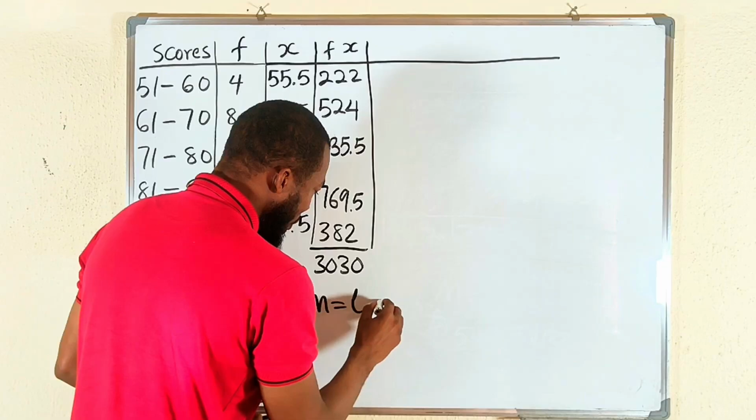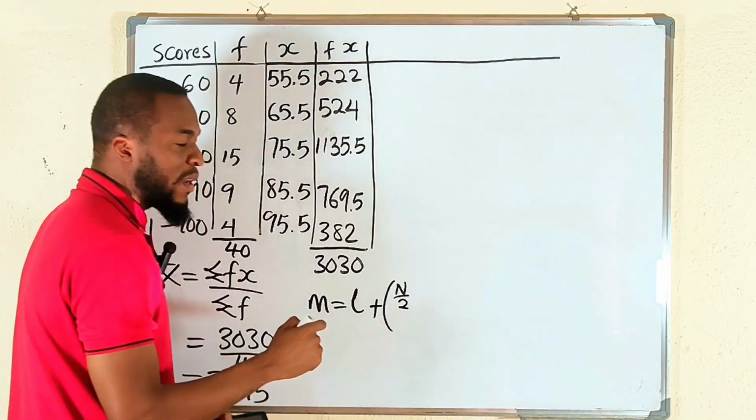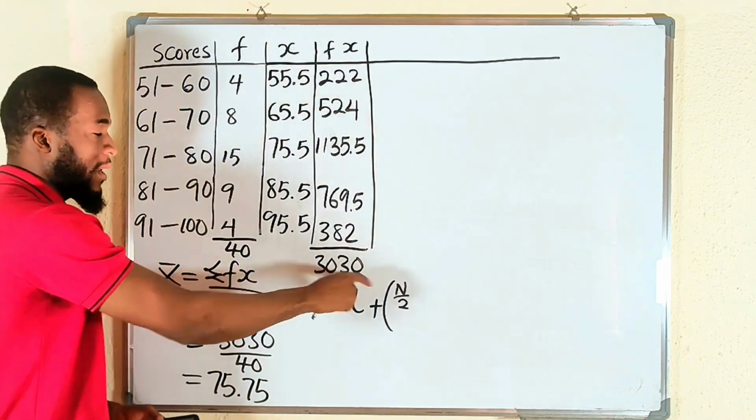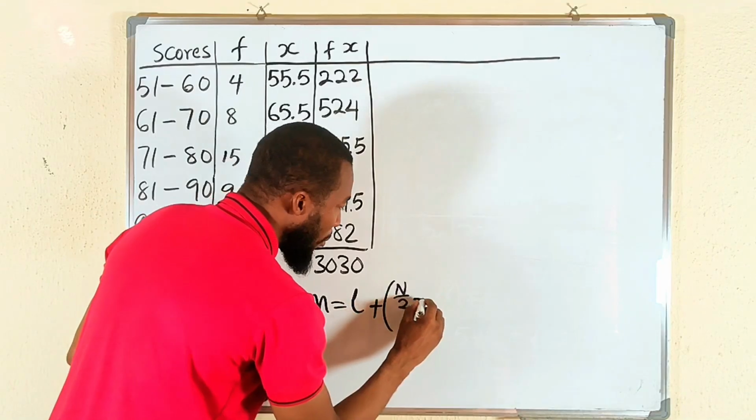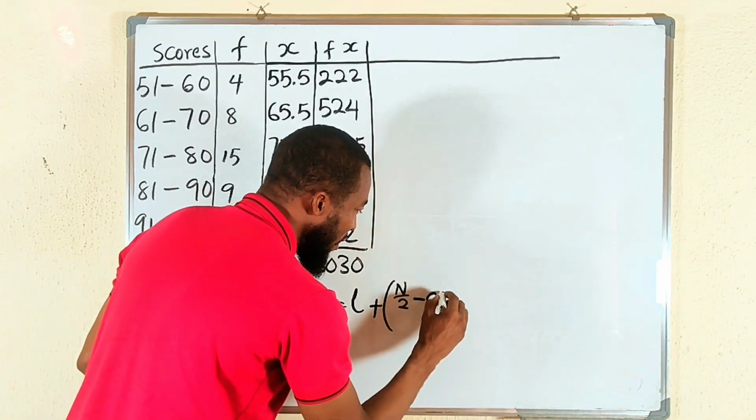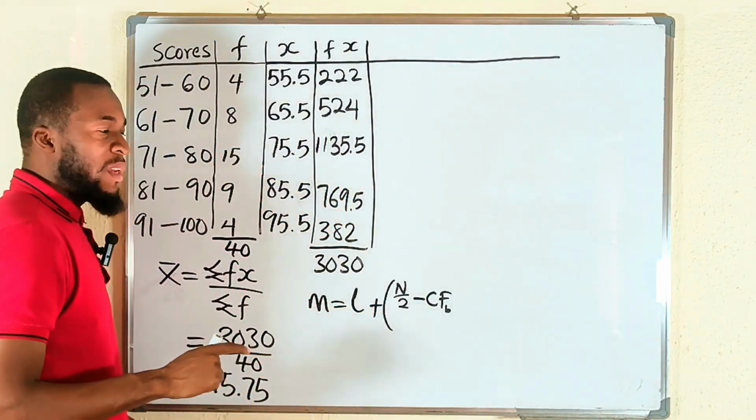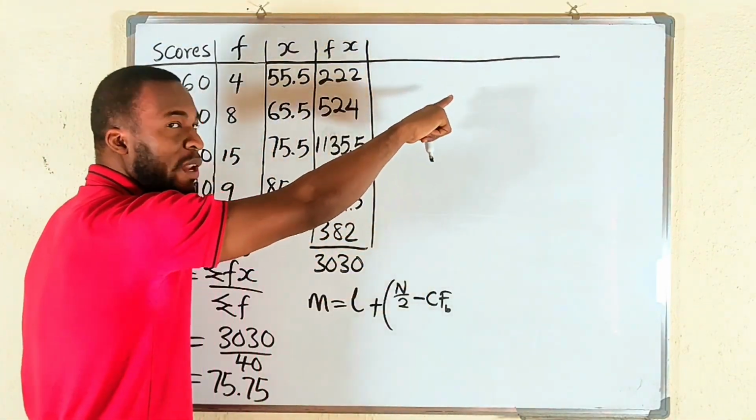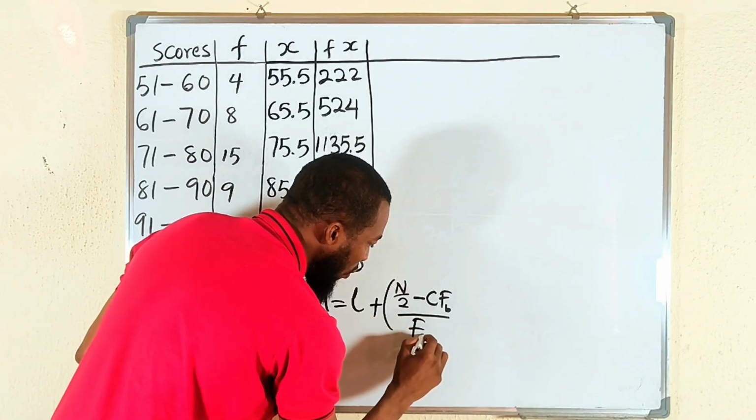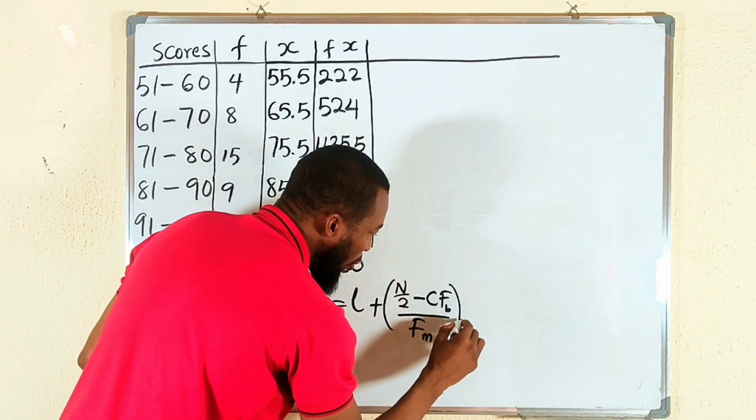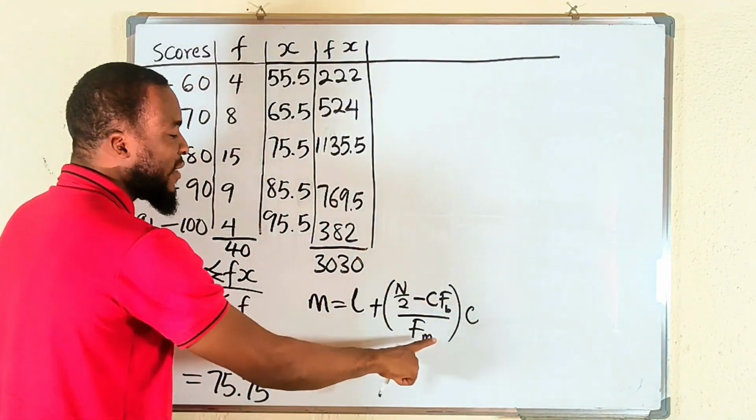So the formula is L plus n divided by 2, meaning the sum of the students, n divided by 2. The sum of the students is 40, divided by 2 will give us 20. Minus the cumulative frequency before that class, before the median class, divided by the frequency of that median class, multiplied by the class size. I'm going to show you how to find all of these parameters.